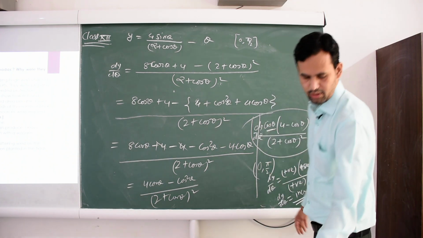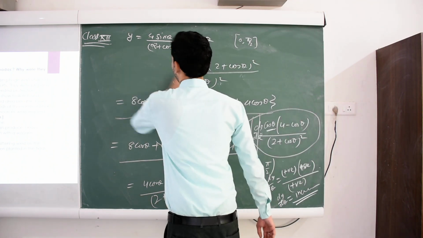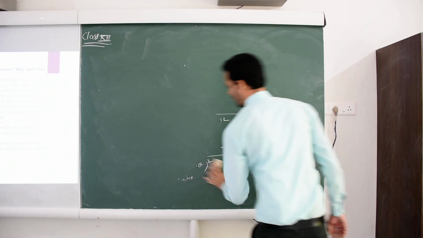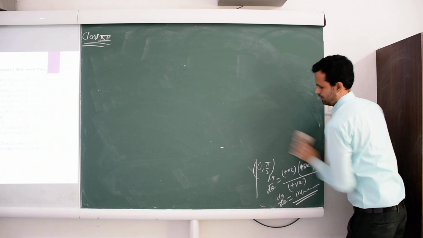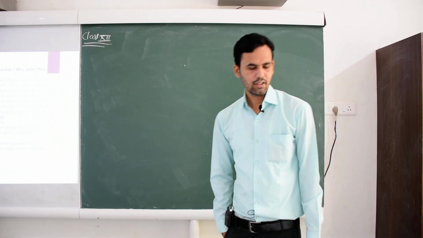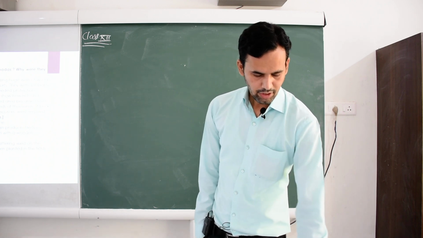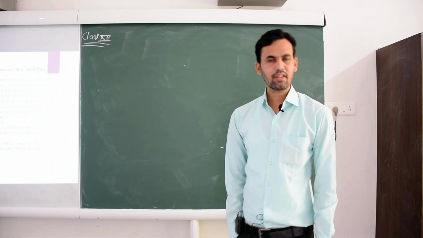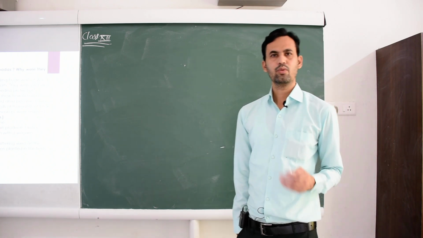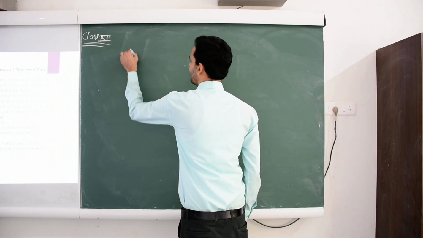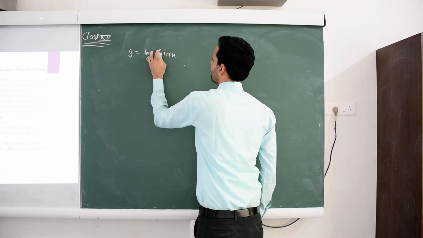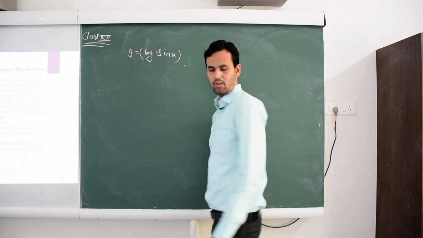Now the next question, question number 16 of exercise 6.2. Question number 16 is: prove that the function f given by f(x) equals log sin x is strictly increasing in 0 to pi by 2 and strictly decreasing in pi by 2 to pi. So the function is given as y equals log sin x.